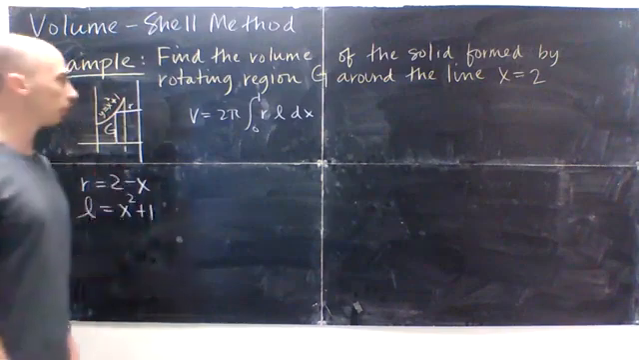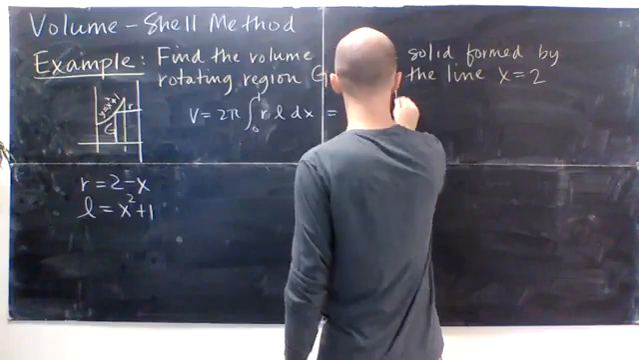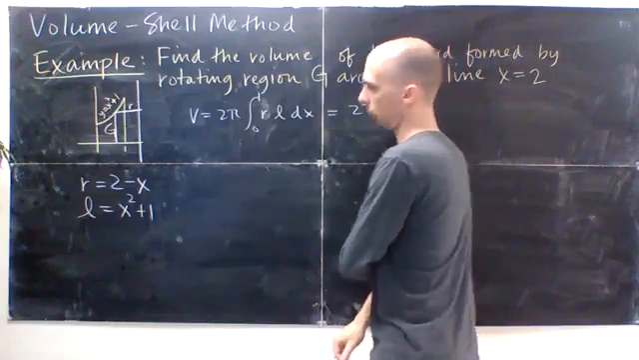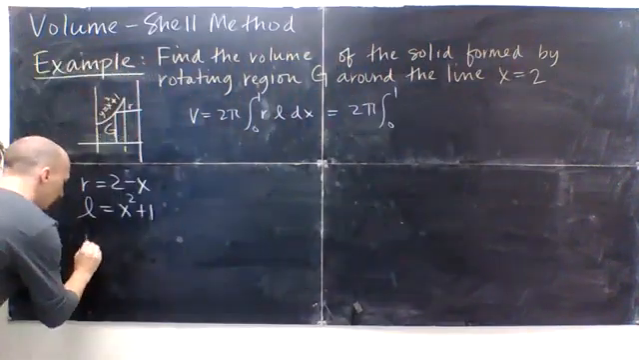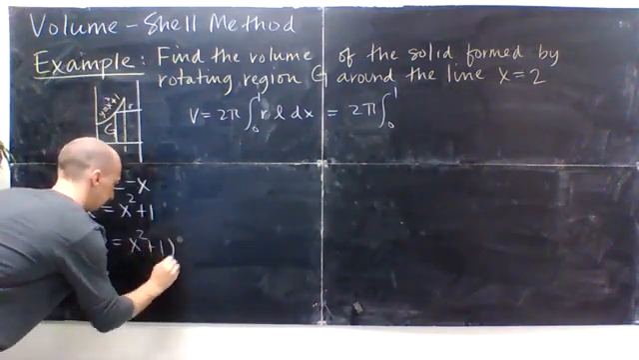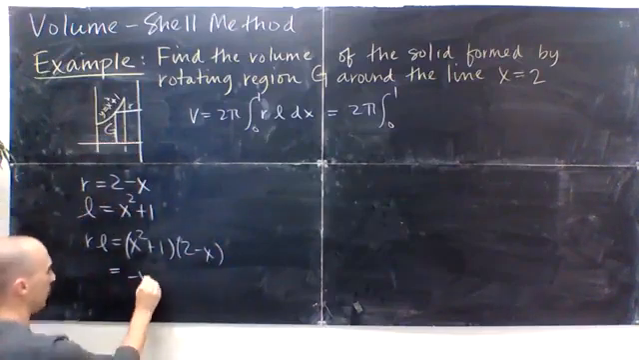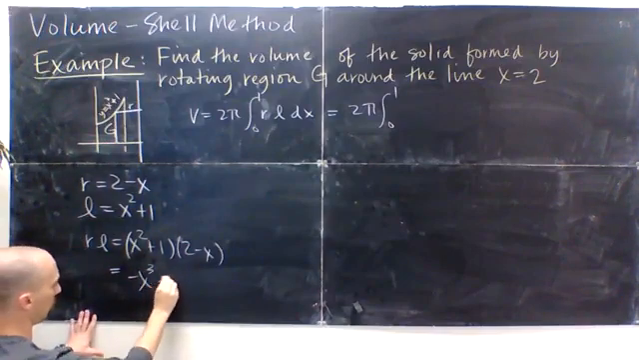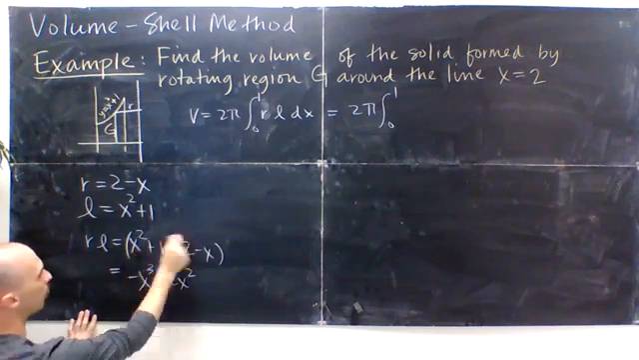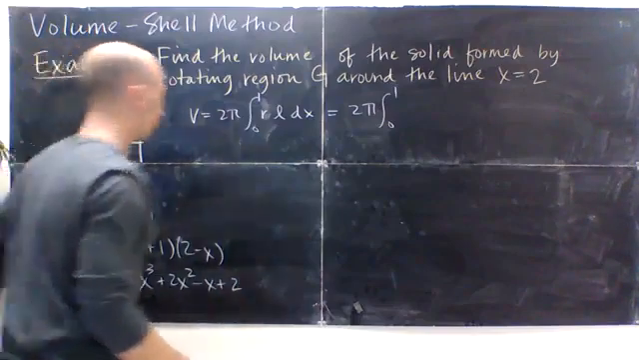So I'm pretty much ready to go. I'm going to say that this is equal to 2 pi times the integral from 0 to 1 of r times L. It's x squared plus 1 times 2 minus x. I might actually do this right here. It's going to be negative x to the third plus 2x squared. Hold on, 2x minus x plus 2. I can go and do that over here.